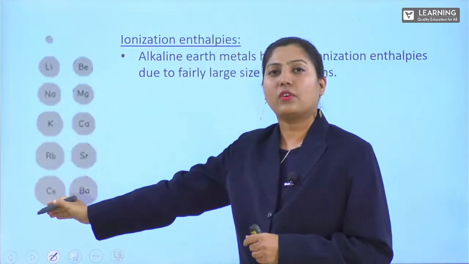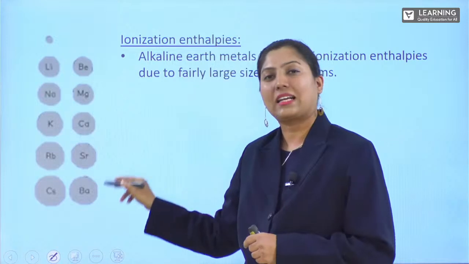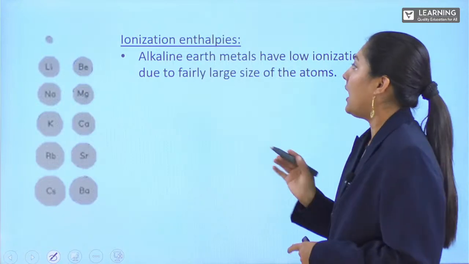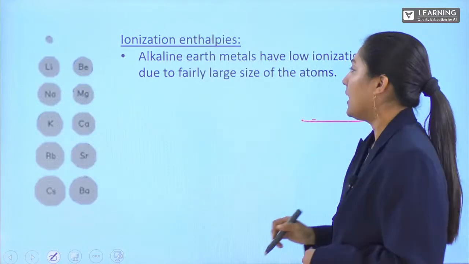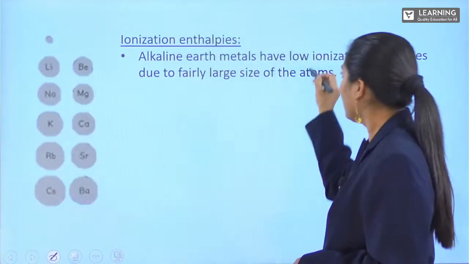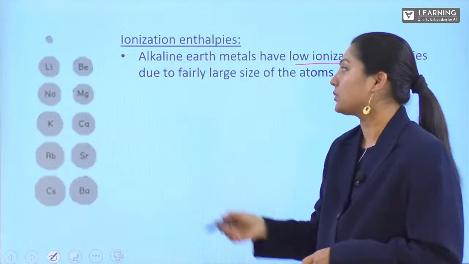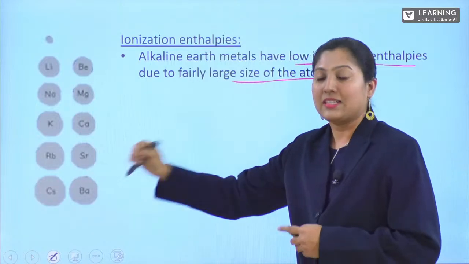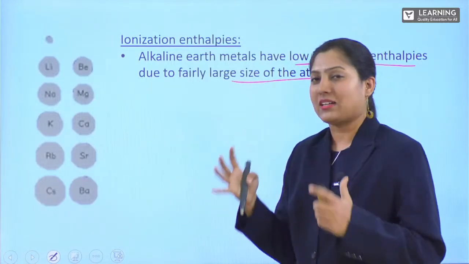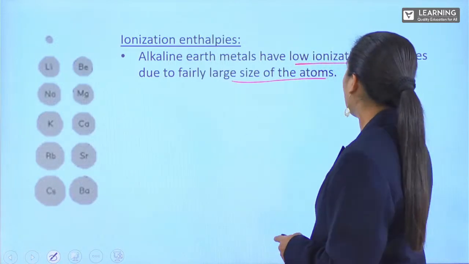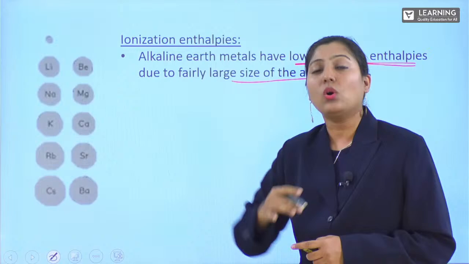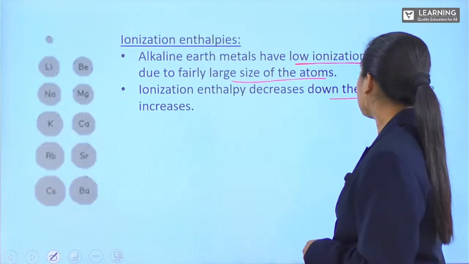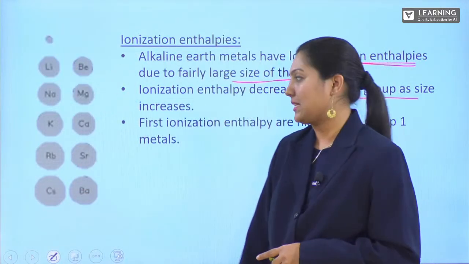As we saw even for group 1, similarly down the group for alkaline earth metals also ionization energy or ionization enthalpy decreases. Alkaline earth metals have low ionization enthalpy due to their larger size of the atoms. Here they are not comparing with the first group. Generally in the periodic table they have larger size. So they will have low ionization enthalpies compared to other groups, not compared to the first group. Ionization enthalpy decreases down the group, as I said, due to the increase in size.